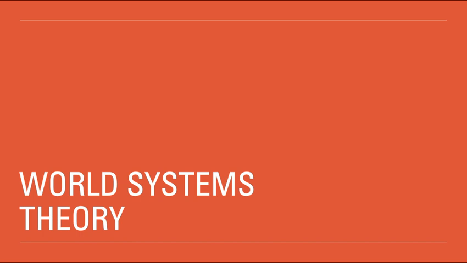So let's take a look at world systems theory. To understand world systems theory, we need to think about the histories of colonialism, imperialism, and slavery.